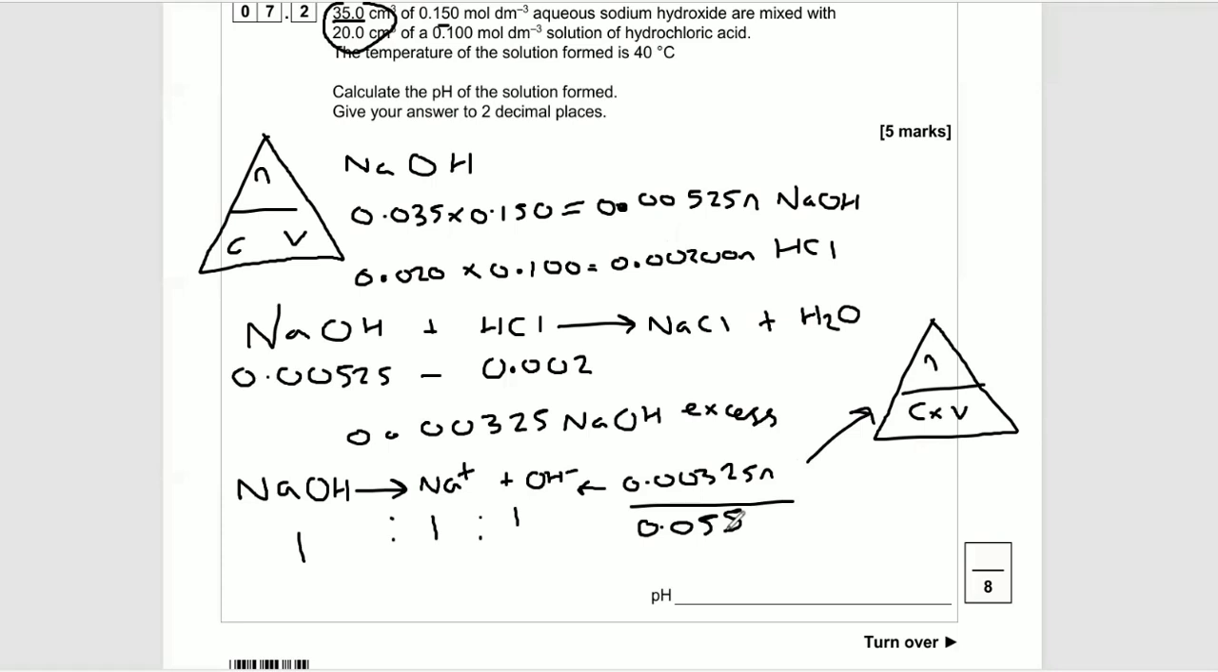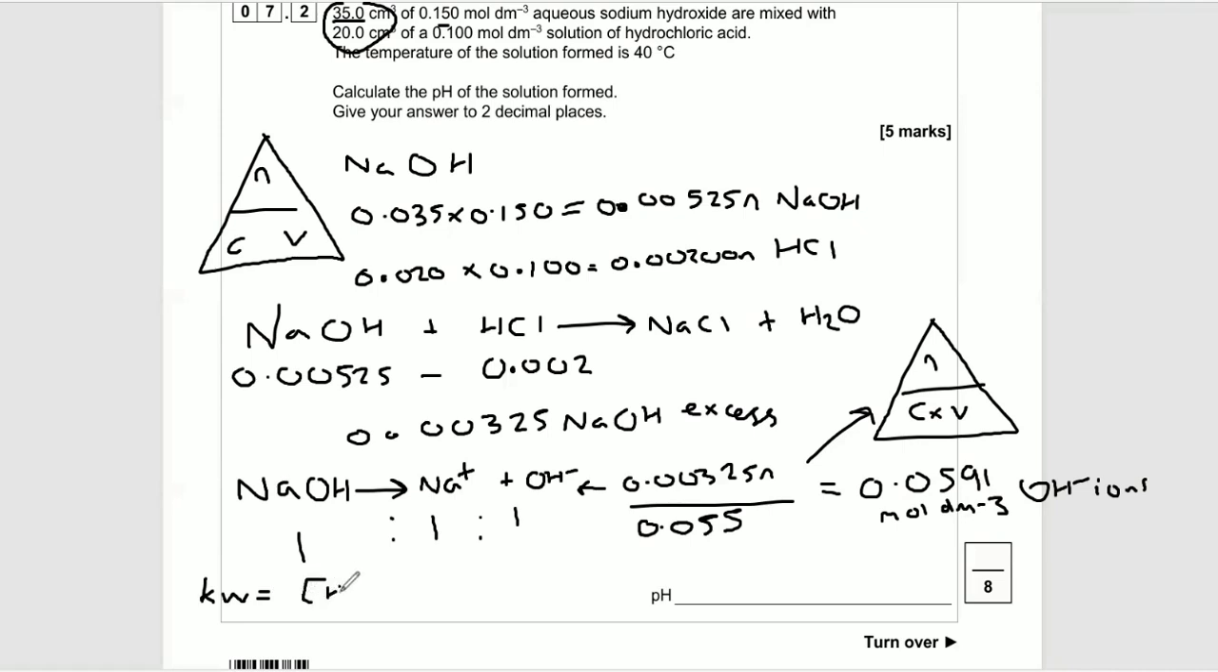We can do n over V, so moles over the volume, and we can get the concentration of the sodium hydroxide and hence the hydroxide ions. And the concentration of the sodium hydroxide is 0.0591. It's actually like 0.05908, but I've rounded to 0.0591, and that is moles per decimeter cubed, and that is the sodium hydroxide concentration that's left over, but it's also the hydroxide ion concentration.